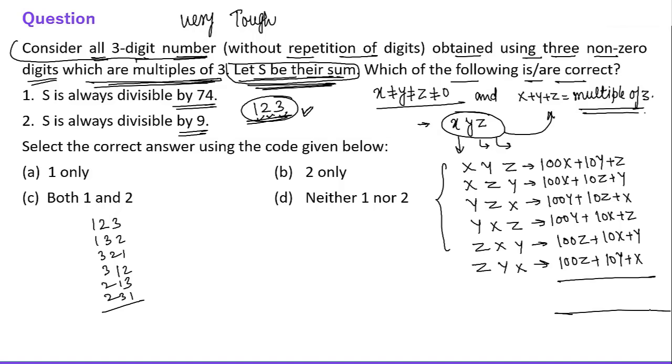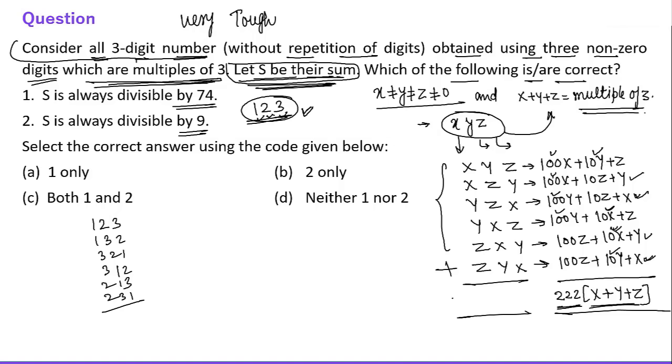Now, the question is saying just add all of them, and their sum is S. So 100x and 100x is 200x, and then 10x, 10x. So 200x, then 210, 220, and then 222. So this is 222 times x, and similarly 222y and 222z in the same manner. So the summation will be 222 times x plus y plus z.